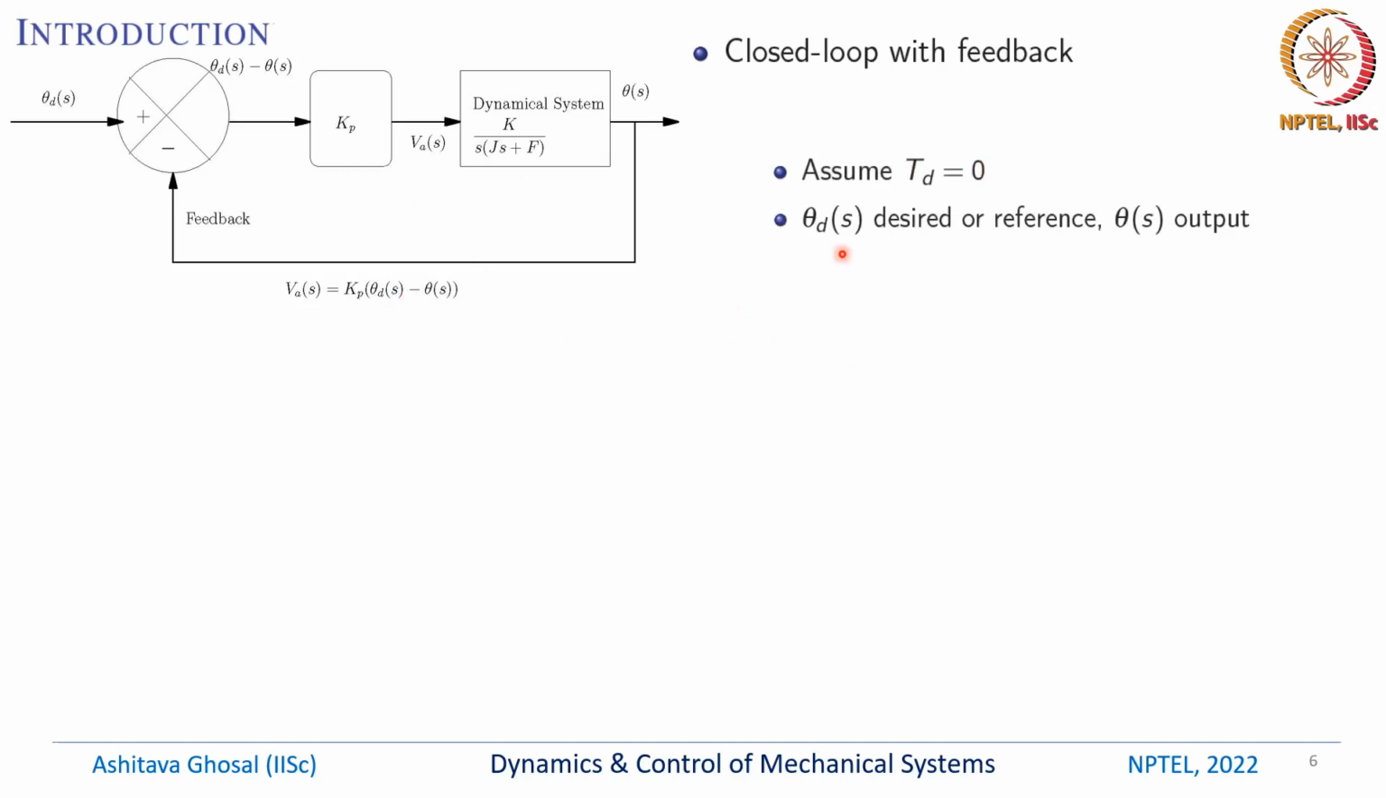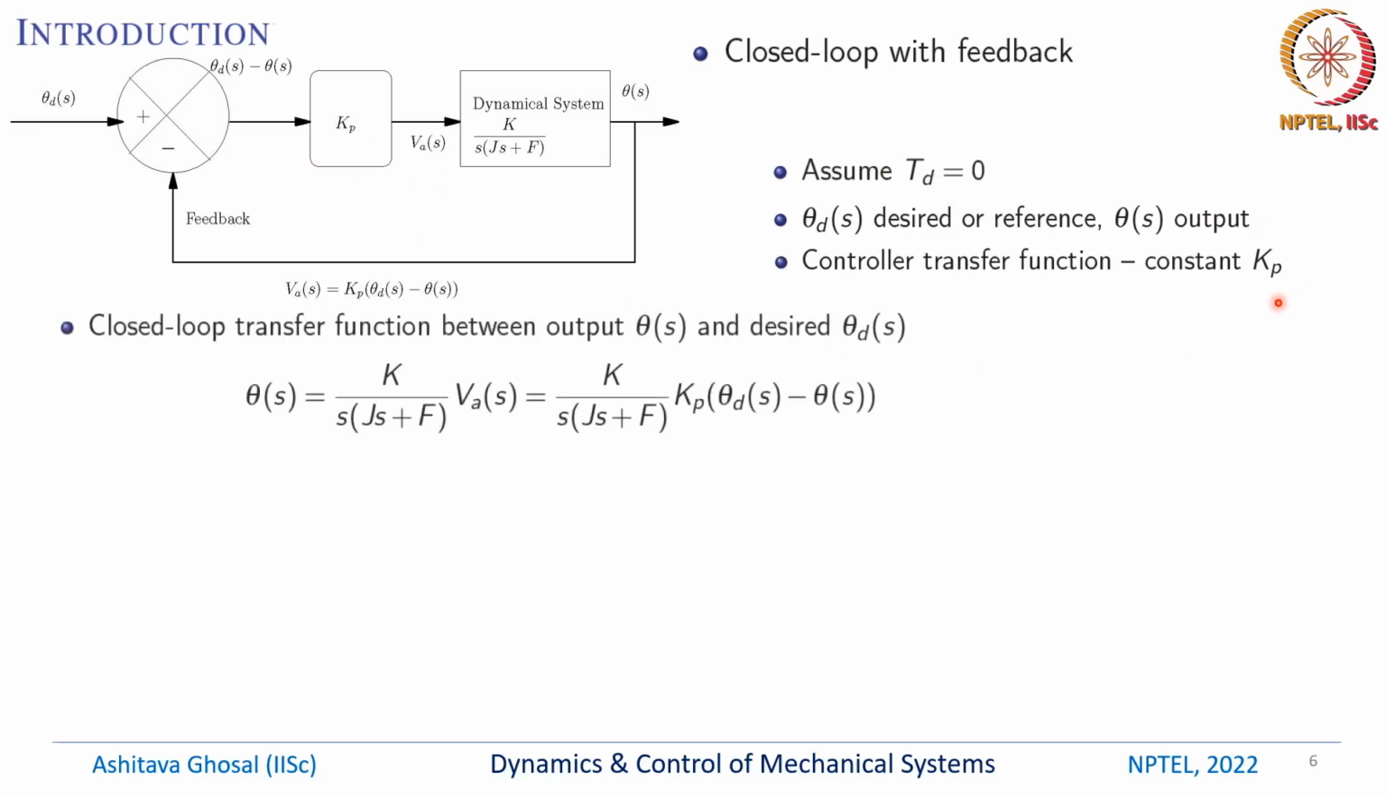So theta d of S is the desired, or sometimes it is also called the reference, and theta of S is the output. The controller transfer function, as I have mentioned, is a constant. This is the simplest possible controller, and the constant is denoted by Kp.